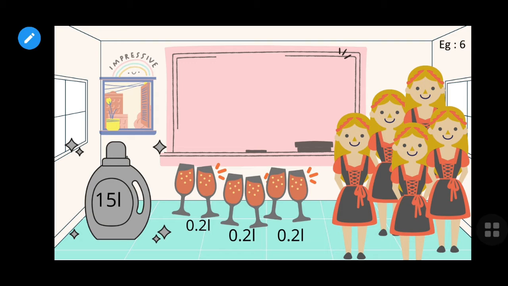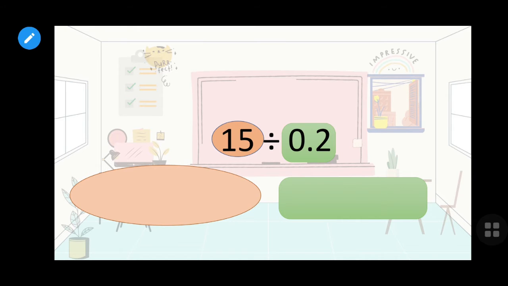How can we do that? We are going to divide 15 by 0.2. Now I am going to introduce two new terms for you. The number just after the division sign is called the divisor. And the number that is subjected to division, the 15 liters of juice that is going to get divided into small glasses, so the number being divided is 15. We call this number the dividend.